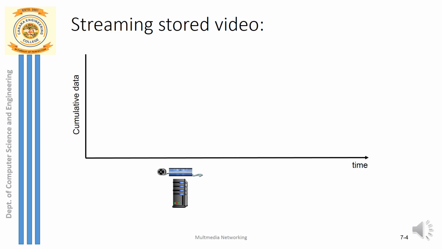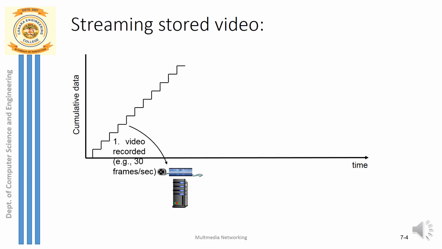Here we have a graph. Along the x-axis we have plotted the time variation, and along the y-axis we have the video streaming, that is the playout sequence, cumulative data. Along the x-axis the timing constraint of the server is shown.